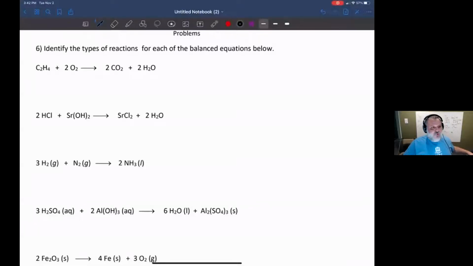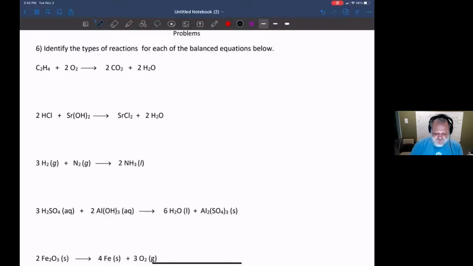All right, guys, so with this problem, it's asking us to take a look at these balanced chemical equations and then to sort out what type of equation it is. So at this point, you've got some practice writing equations, and so now we want to just make sure that you can identify the different types of equations that there are.